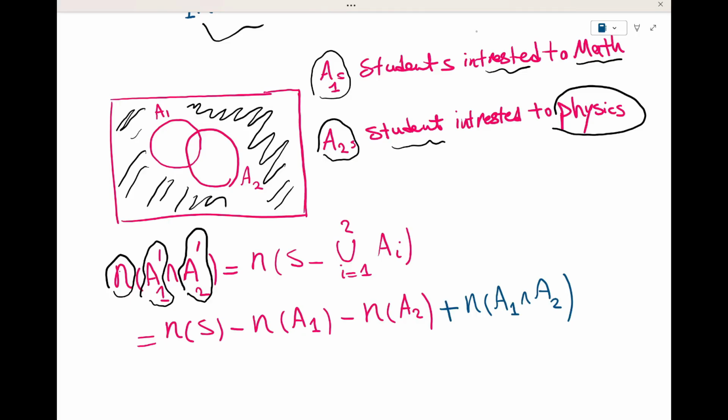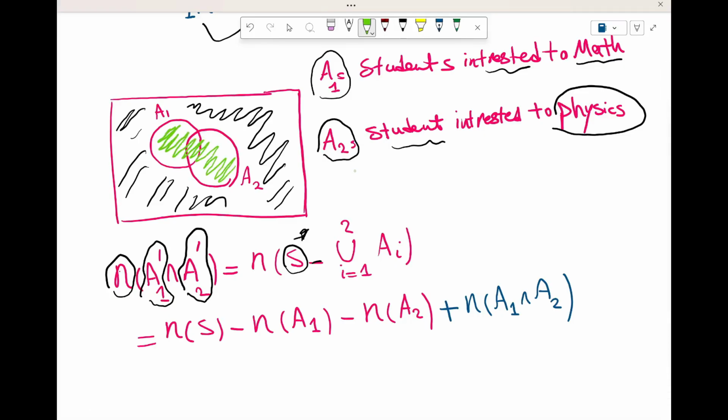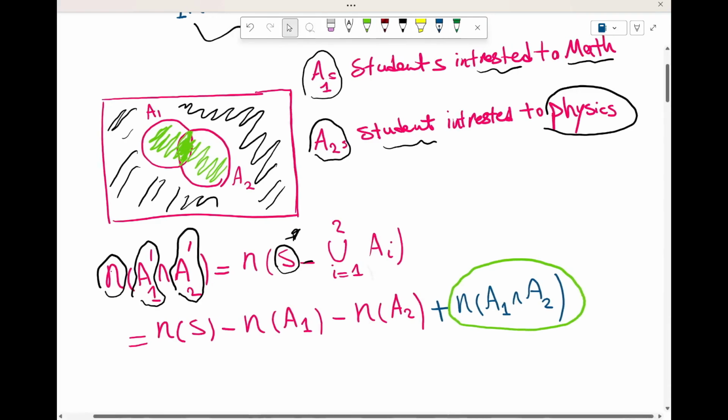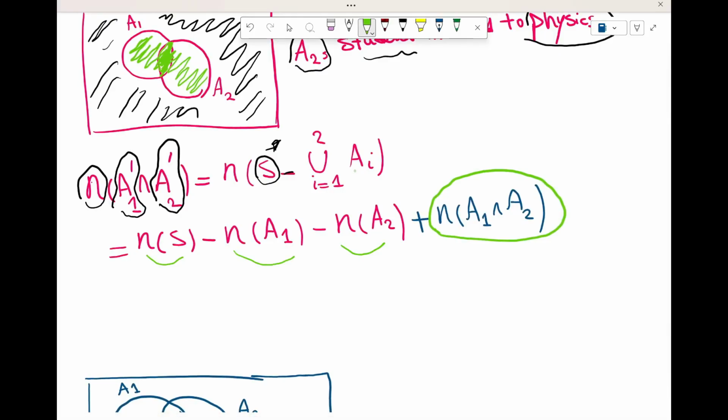But if we formalize this, exactly, it is the universal set S minus the union of these two sets, exactly this part. But you see this intersection is counted twice, yes? Therefore at the end we must add this intersection. Therefore our total answer is n(S) minus n(A1) and n(A2) plus the intersection of the two sets.